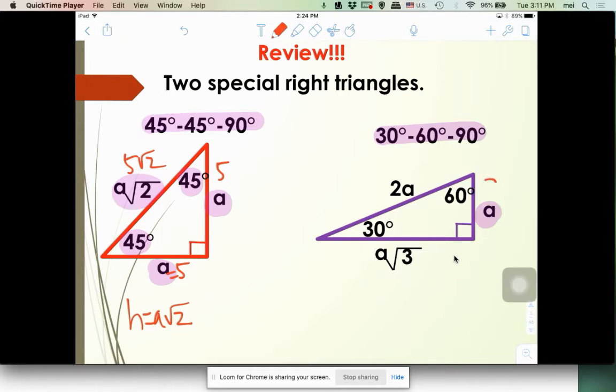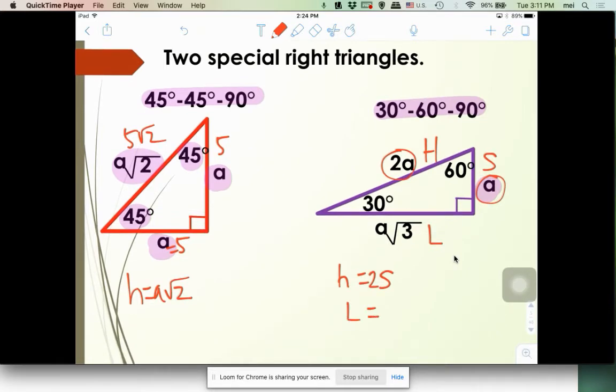The side that is opposite of 30 is the shortest side, so we call it S. The long side is L, and the hypotenuse is H. The hypotenuse is twice as long as the short side, so the hypotenuse is 2 times S, or 2 times A in this case. And the long side is A times radical 3. So let's give a quick example. If the short side is 4, then the longer side is 4 radical 3, and the hypotenuse would be 8. That's a perfect example of how the three sides are related.